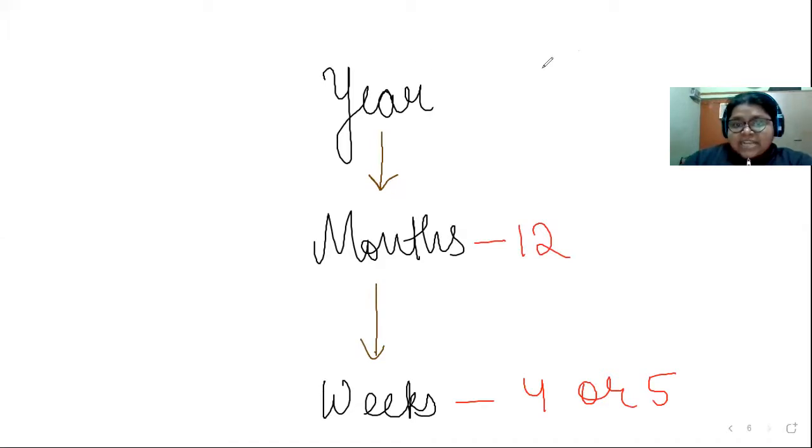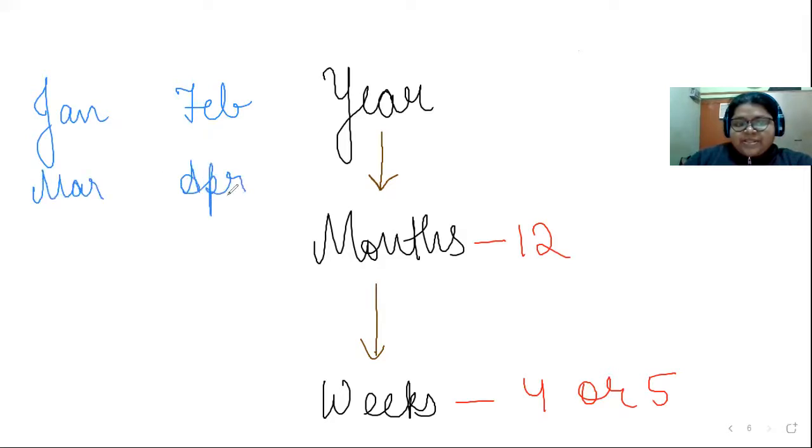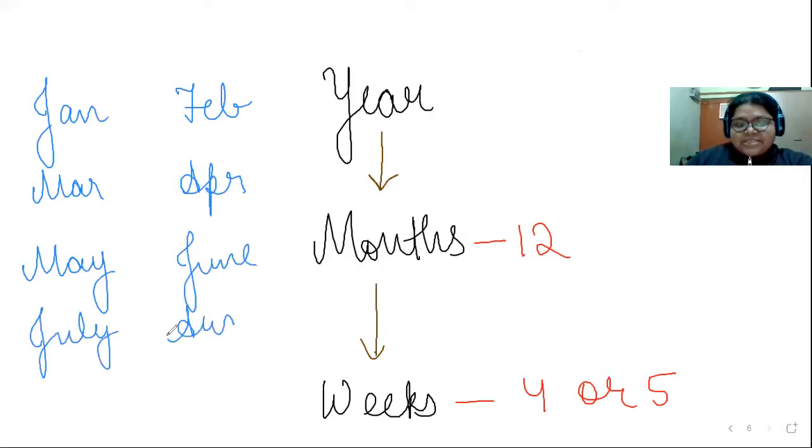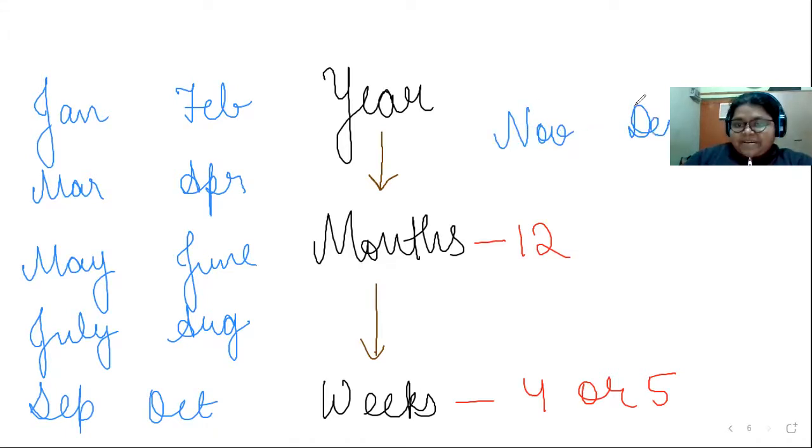Now, we had studied the months. I hope you know the months, right? Let's recall: January, February, March, April, May, June, July, August, September, October, November, December.